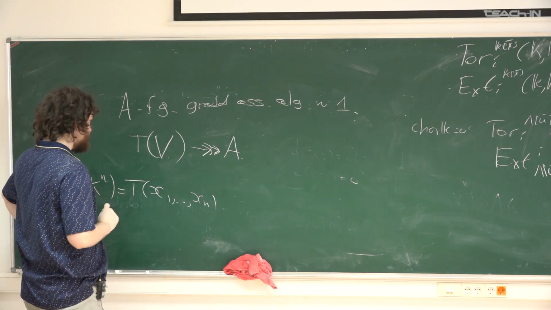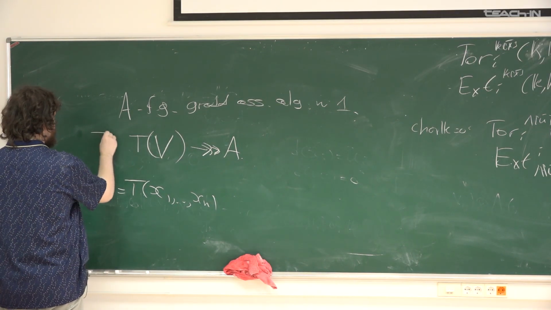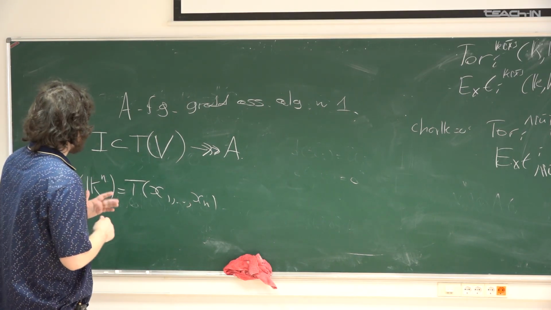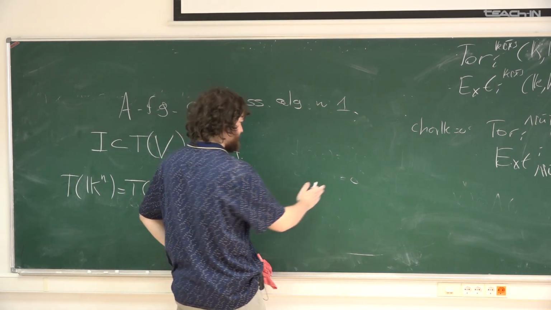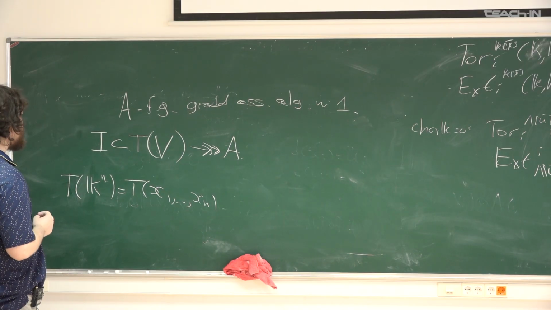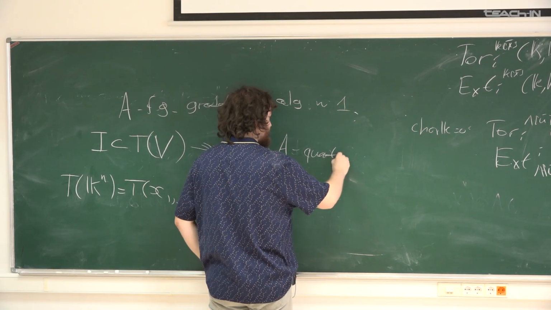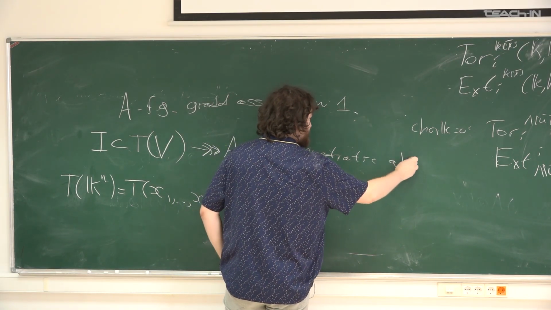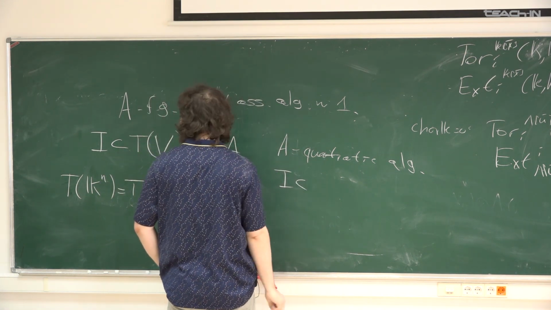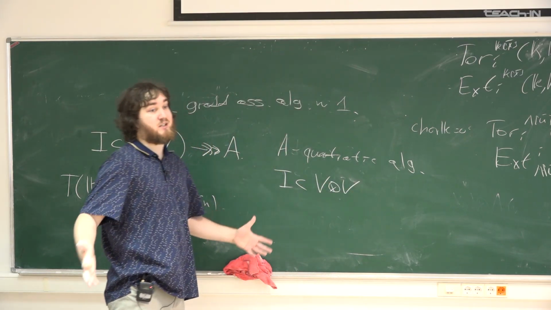So I have this surjection. It's kind of generators, and I have an ideal of relations. It's some graded ideal. We say that the algebra is quadratic if I lies in V tensor V. So all relations are quadratic relations.